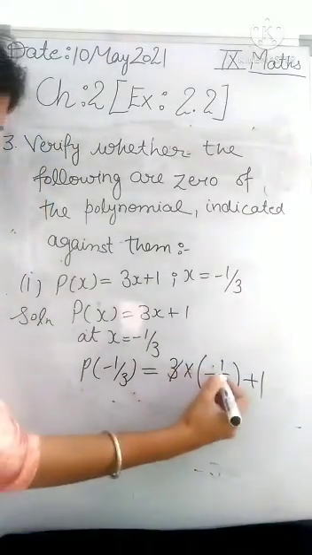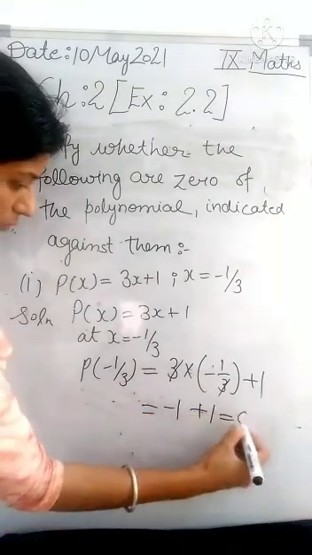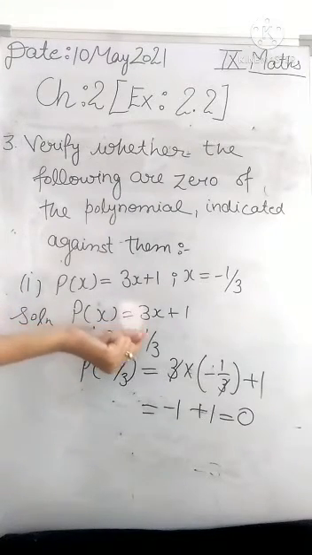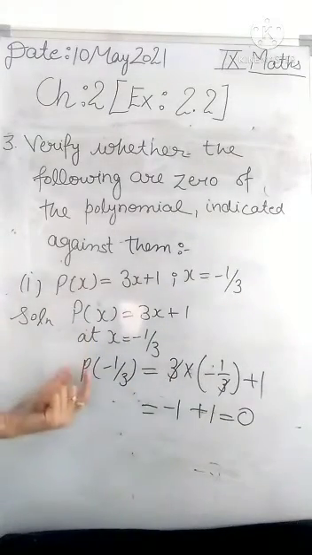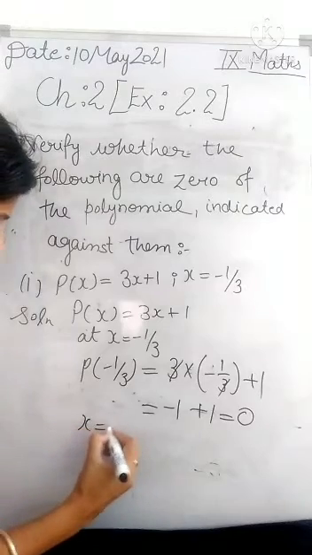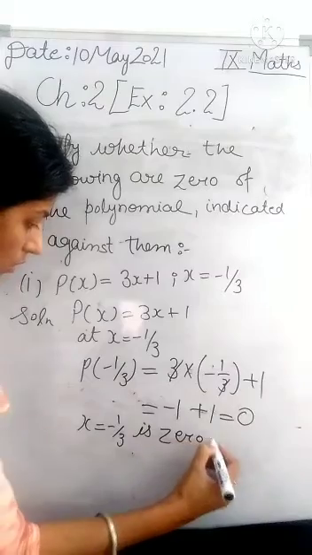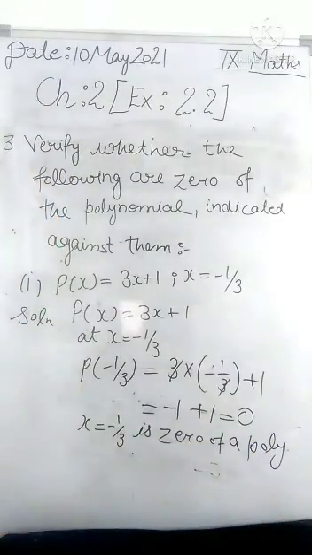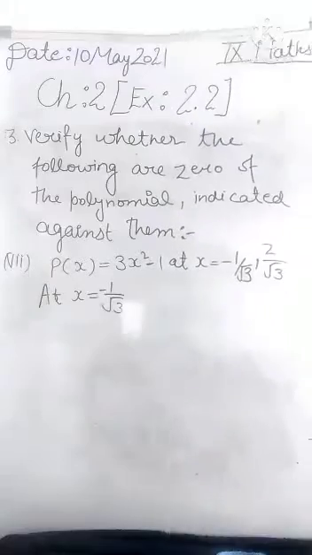Here I cut this with this 3. I get minus 1 plus 1 which is equal to 0. So at x equals minus 1 by 3, our answer is 0. Answer means our polynomial becomes 0. So x equals minus 1 by 3 is a 0 of the polynomial. Clear? So let us move to the seventh part of question number 3.